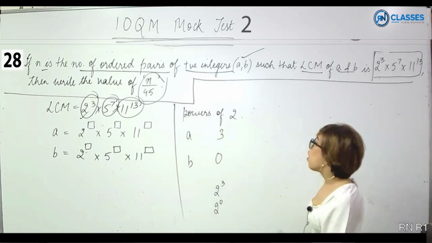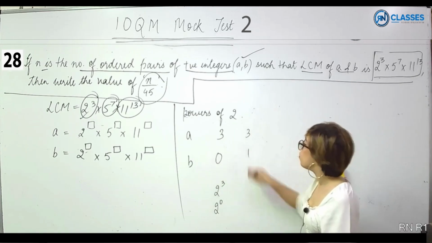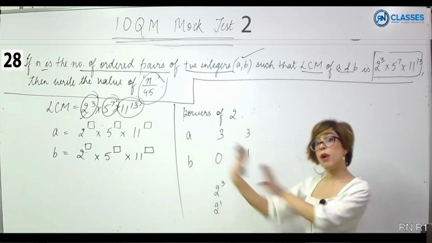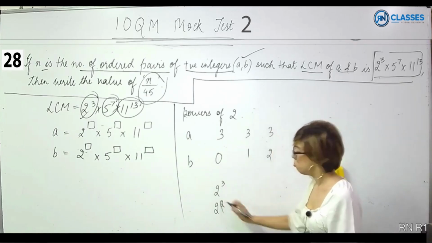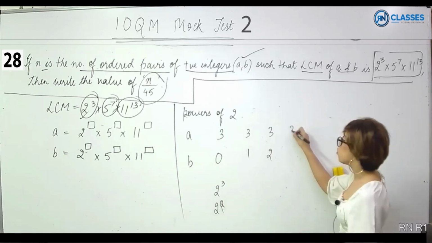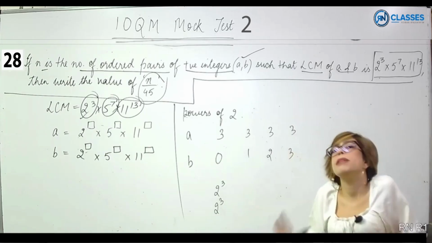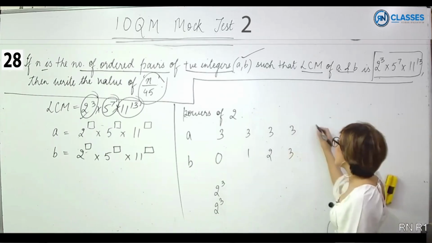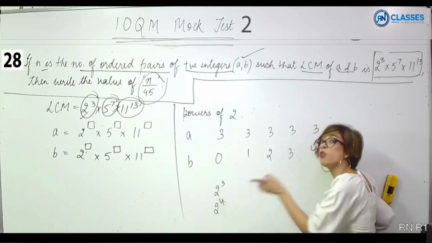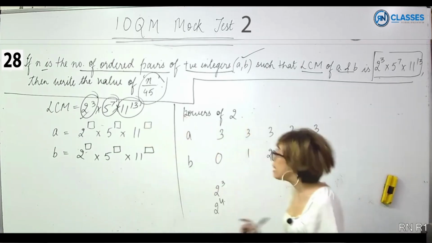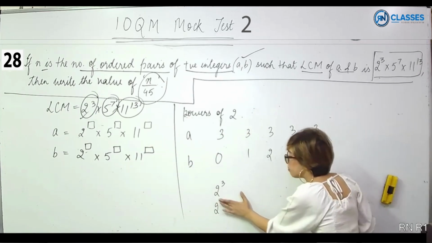Now again, let the power of 2 be 3, but corresponding to this, let the power be 1. LCM would have 2 raised to 3. Another case, 3 and 2. LCM would have 2 raised to 3. Then 3 and 3. In this case, obviously they are the same, the highest would be 3. Now, do you think I can have 3 and 4? Mind it, if I do that, my LCM would have 2 raised to 4, but my LCM has 2 raised to 3. That means this power cannot exceed 3. So maximum 3 can be there.